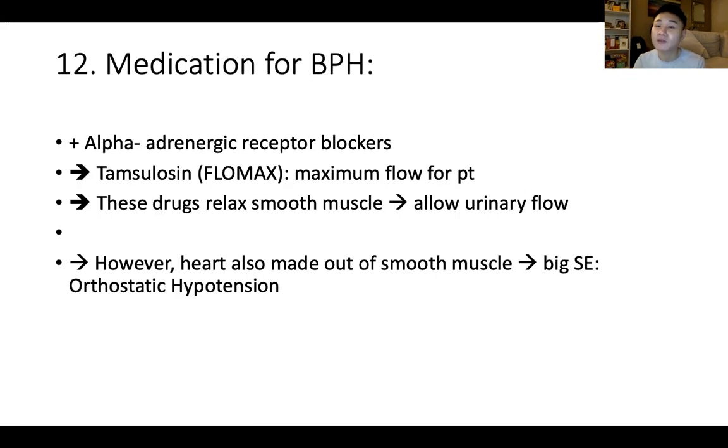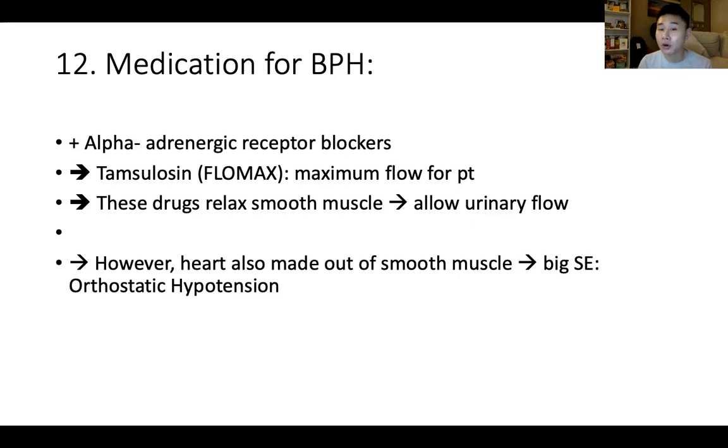Next, we have medication for BPH. We give them alpha adrenergic receptor blockers. This medication is called tamsulosin, aka Flomax. It maximizes the flow for the patient, and when we maximize the flow, we are improving the drainage of the urine in the bladder for this patient. And that is the ultimate goal for BPH. This drug relaxes the smooth muscle, which is the prostate, and allows the urine to flow.